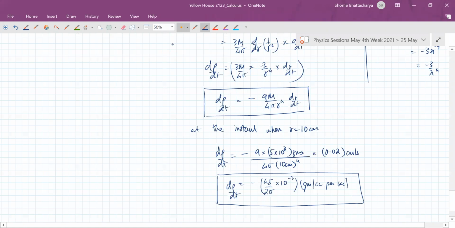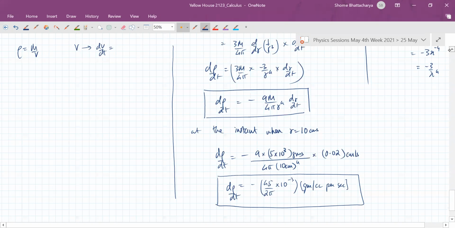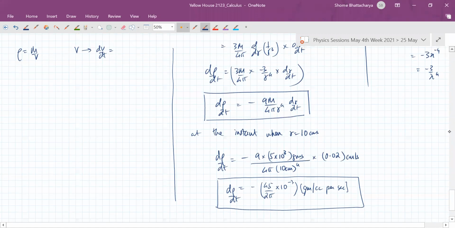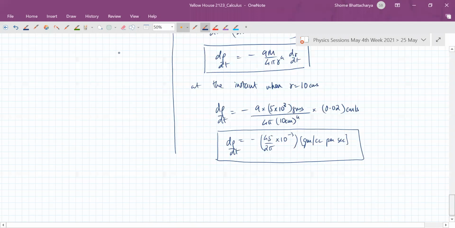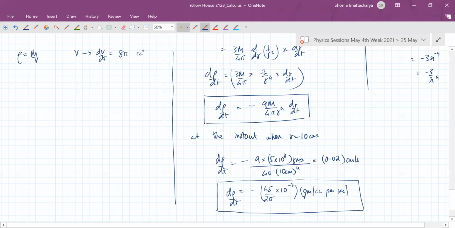Now there's also another way we can verify this. We can also verify it like this, that density is equal to mass per unit volume. So here volume is changing with time. So we had seen that volume was changing at the rate of, what was it? It was 8 pi cubic centimeters per second at the instant when r was 10 centimeters. So this was equal to 8 pi cubic centimeter per second at the instant when R was equal to 10 centimeters.